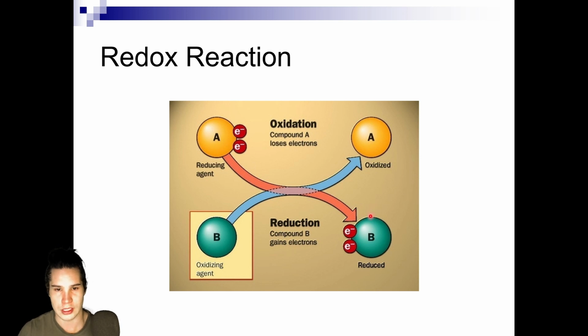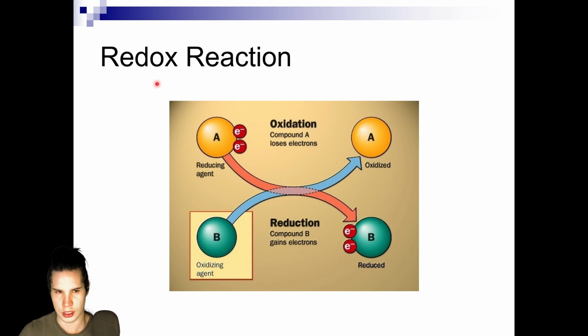All right, so last concept here is redox reactions. Redox reactions imply reduction and oxidation. Anytime something's being reduced, something's being oxidized. Anytime something's being oxidized, something's being reduced. Reduction is the addition of electrons to something. Oxidation is the subtraction of electrons from something.